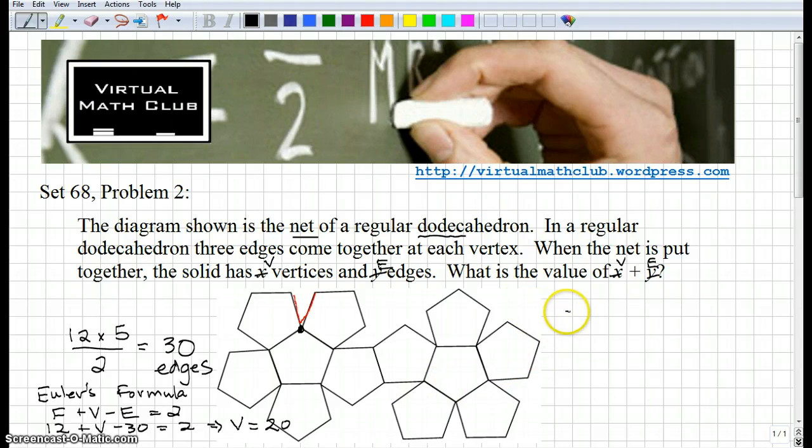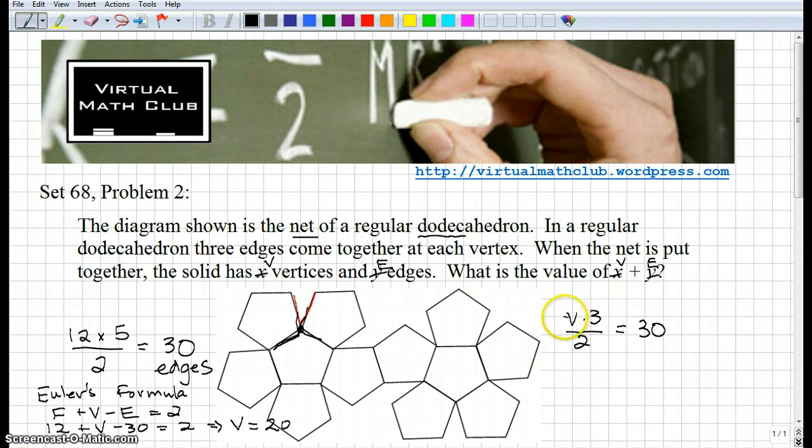So here's the way I did this problem. I said, well, okay, 3 edges meet at a vertex. So I take the number of vertices times 3. Every vertex meets 3 edges, right? So for every vertex we have 3 edges, but every edge connects 2 vertices. So if we divide that by 2, this is another way of getting the number of edges. And that should be 30. Does that make sense?